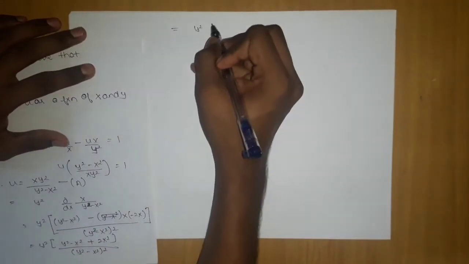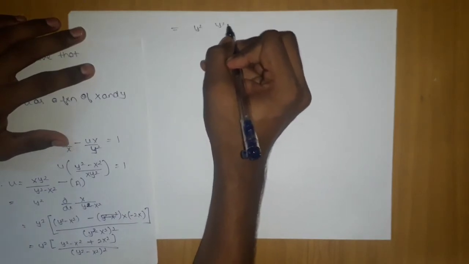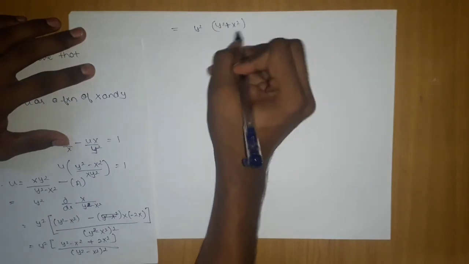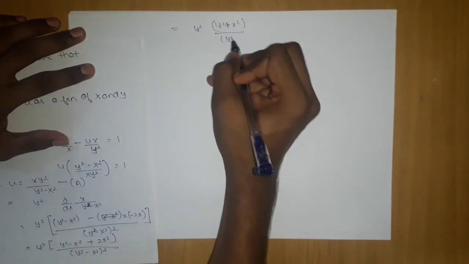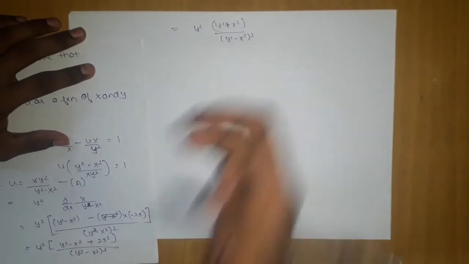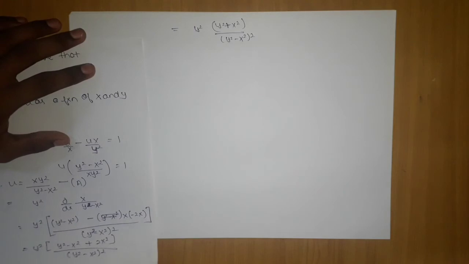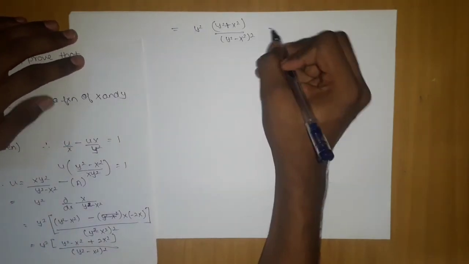y² plus x², right? (y² + x²) the whole upon (y² − x²) the whole square. So we are getting this thing into y². Okay, so let's leave it as it is. Now let's call it sum 1.